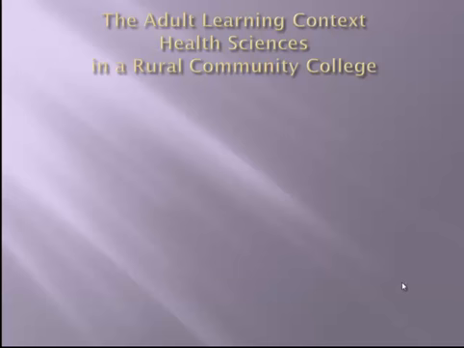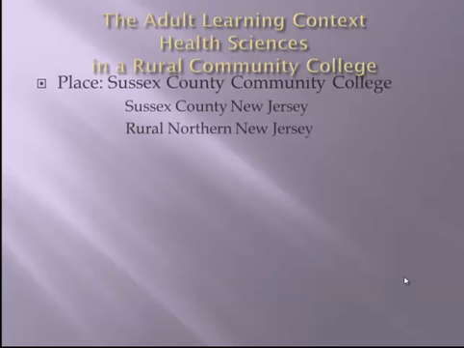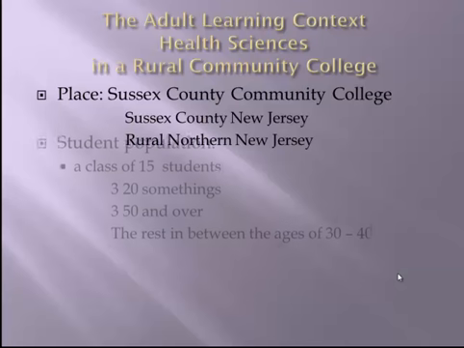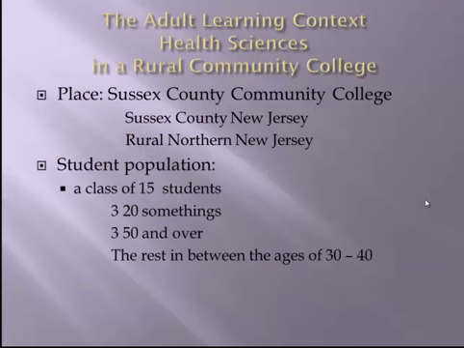So, the adult learning context that I chose was a health sciences class called Computer Applications for the Medical Office, taught in a rural community college. Sussex County Community College is located in northern New Jersey, and there's a lot of farmland in this area, but there's a diverse population. My student population was a class of 15 students. I had about 3 20-somethings, 3 50 and over folks, and the rest ranged in ages between 30 and 40 years of age.